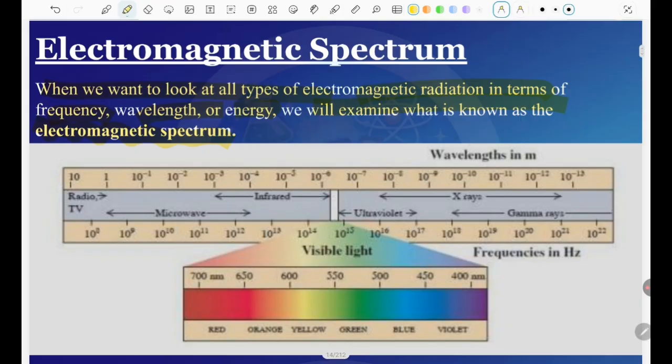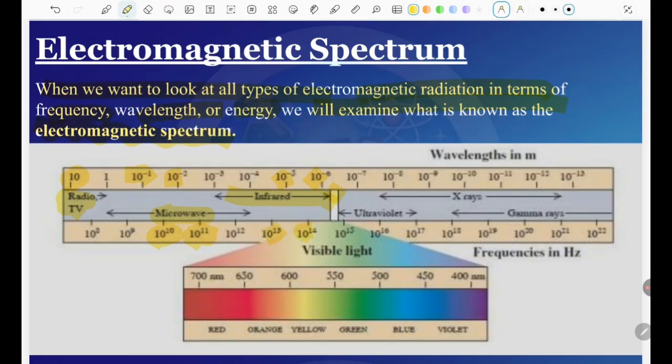You can see this is the wavelength. At 10 meters, we have radio and TV waves, at this wavelength their frequencies are very low. Then we have microwaves, with wavelength about 10 raised to minus 1 or minus 2. Here we have frequencies of 10 raised to power 10, 10 raised to power 11 hertz. Then we have infrared, with wavelength around 10 raised to minus 5 to minus 6, and frequency around 10 raised to 14 or 15.